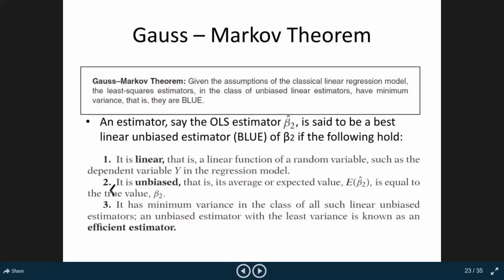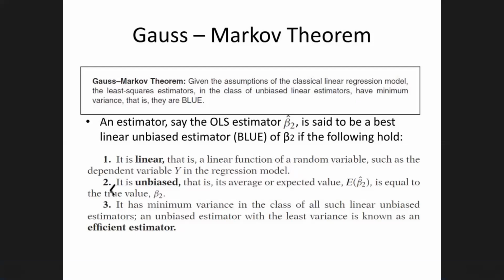In the second one, it will be unbiased. That is, the expected value of beta 2 hat will be equal to beta 2. This is known as the unbiased property. Unbiasedness means that if the expected value of a statistic is equal to its corresponding parameter, then the statistic is said to be unbiased. In the regression case, if the expected value of beta 2 hat equals beta 2, then we can say that beta 2 hat is unbiased for beta 2.